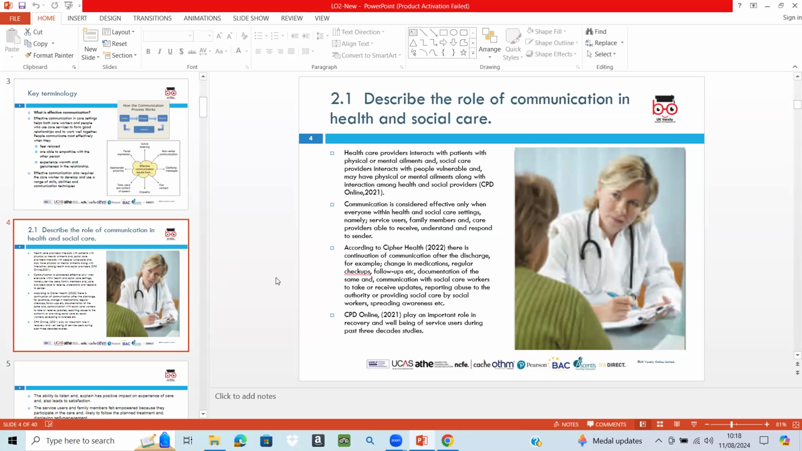Here we have learning outcome 2.1, which is related to describing the role of communication in health and social care. As we have discussed earlier, communication is very important in health and social care. We have discussed that in every care setting, communication is important.